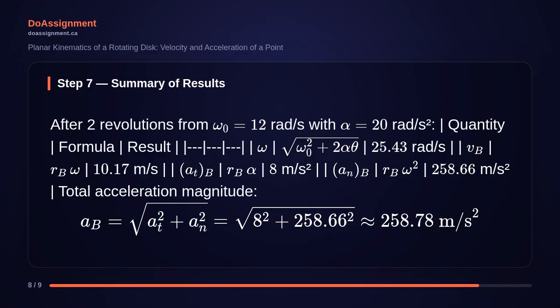Here is a summary of all results. After 2 revolutions, the angular velocity reaches 25.43 radians per second. Point B has a speed of 10.17 meters per second. Its tangential acceleration is 8 meters per second squared, and its normal acceleration directed toward the center is 258.66 meters per second squared. The total acceleration magnitude of point B is approximately 258.78 meters per second squared, with the normal component dominant because the angular speed is relatively large.